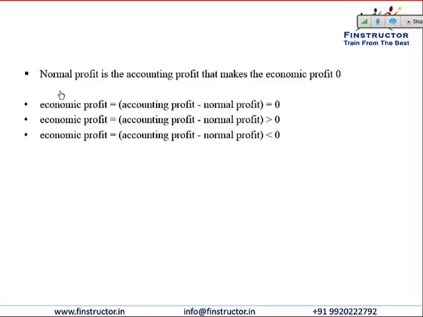So the definition of normal profit should now be quite easy to understand. It is the accounting profit that makes the economic profit equal to 0. Or the normal profit is equal to the implicit opportunity costs.